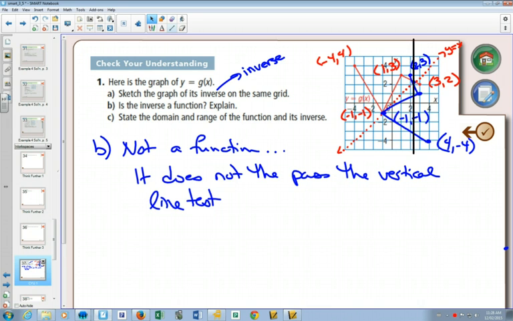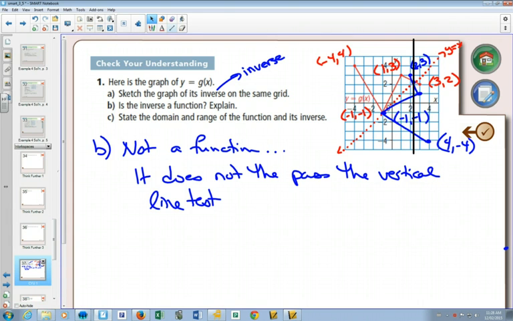Okay? A function, for every x value, there can only be one y value. So if it ever hits more than one y value, then it is not a function. So it does not pass the vertical line test. Therefore, it's not a function because an x value has more than one y value.